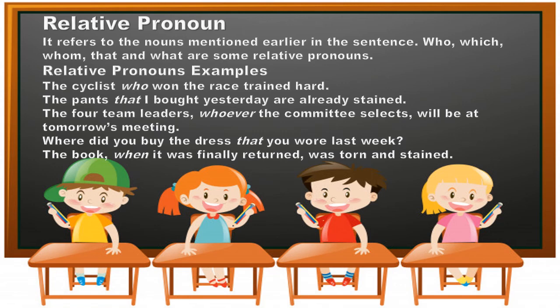In next sentence, the 4 team leaders, whoever the committee selects, will be at tomorrow's meetings. Here, whoever is the relative pronoun which is going to refer the 4 team leaders. Next, where did you buy the dress that you wore last week? Here, that is relative pronoun which is going to refer the dress. In next sentence, the book, when it was finally returned, was torn and stained. Here, when is relative pronoun which is going to refer the book.